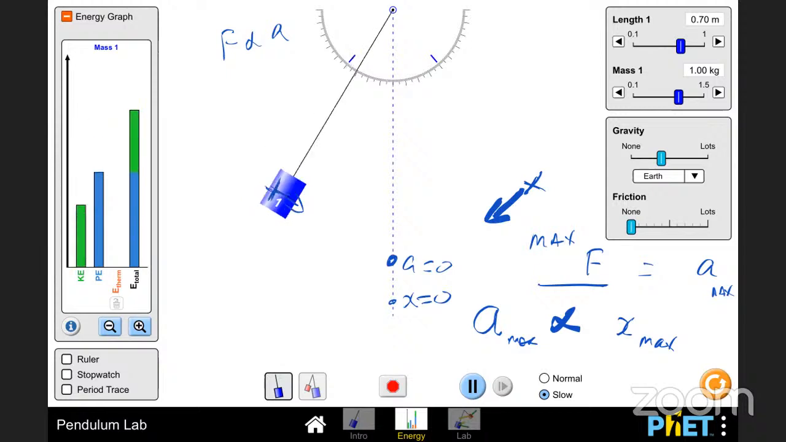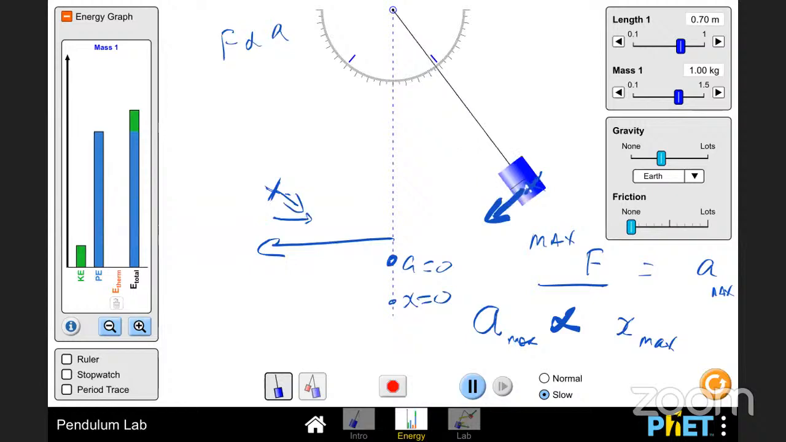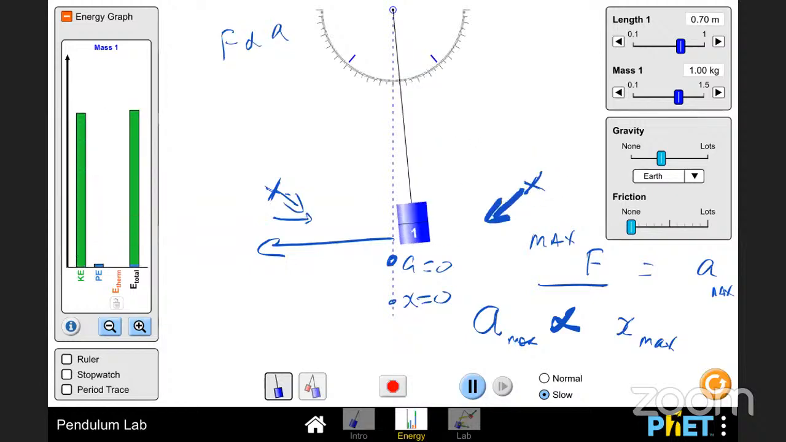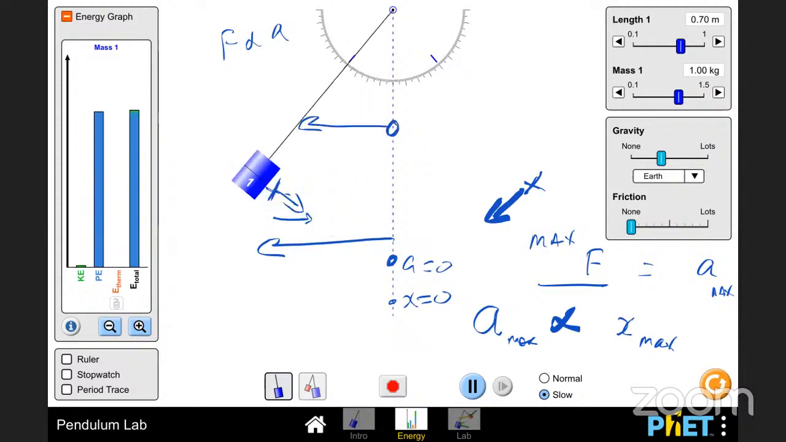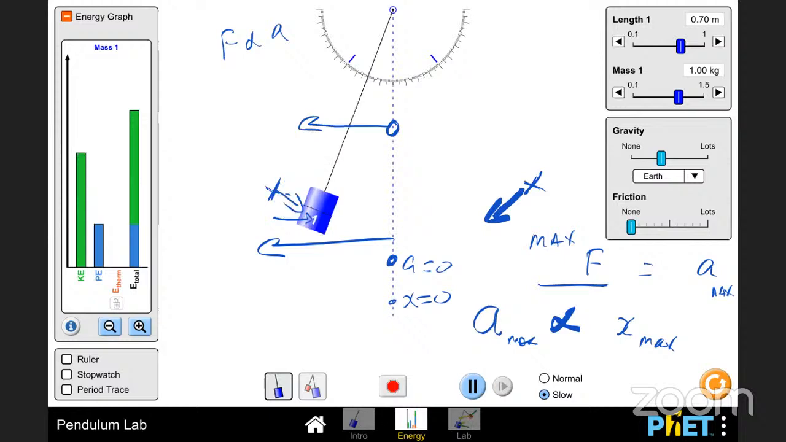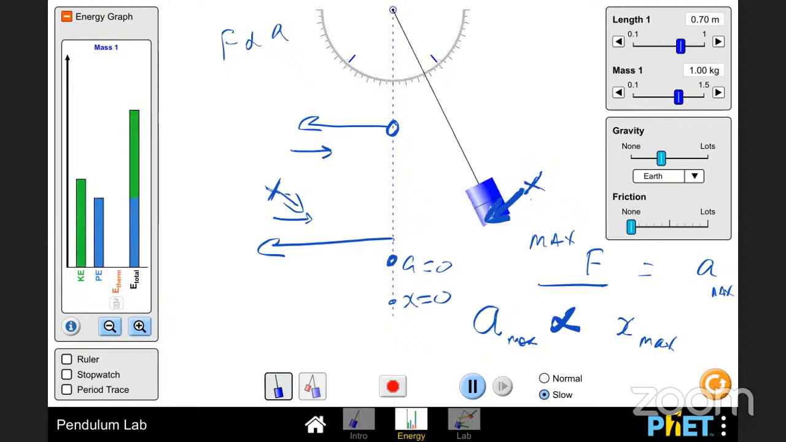Displacement is measured from the equilibrium outwards, but acceleration always acts towards the center. So therefore, they are in opposite directions.